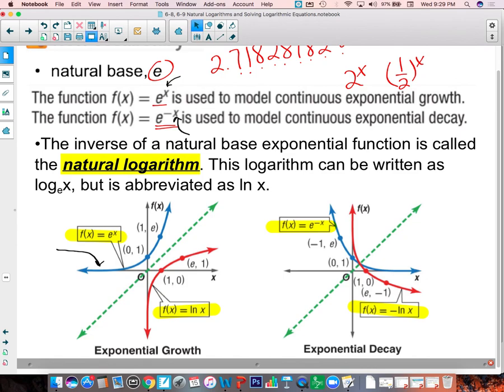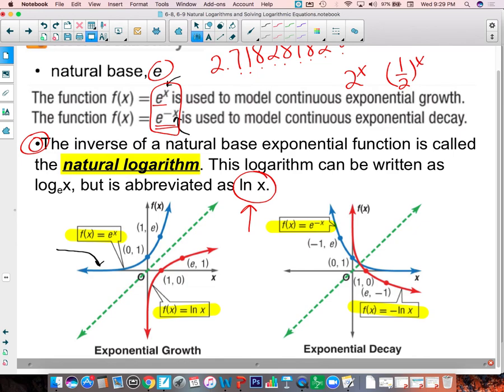All right, so looking back up here to that highlighted information, the inverse of a natural base exponential function, okay, that's just the e to the x stuff. Inverse of that stuff is called the natural logarithm. All right, that can be written as log base e, but it is abbreviated as ln. That's what I want you guys to remember. I've shown it to you the past 2 days because I've given you examples with that stuff in it where you guys are like "in" or "1n", but it's actually ln.